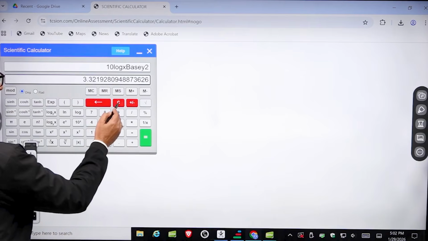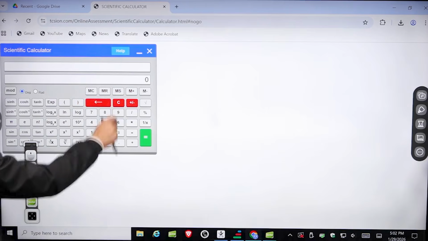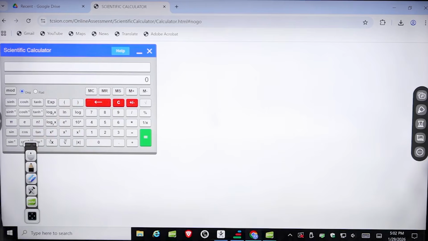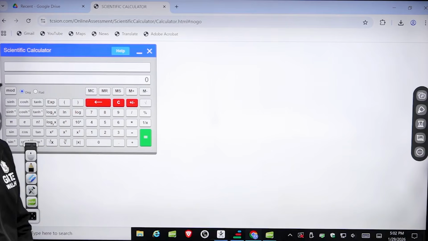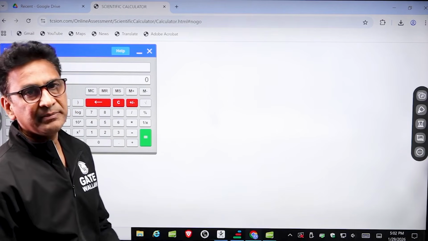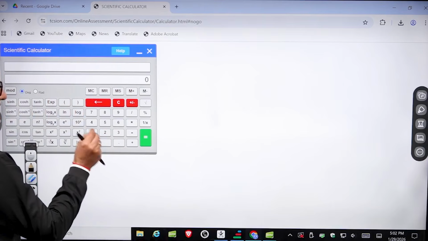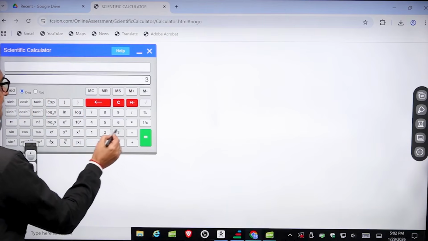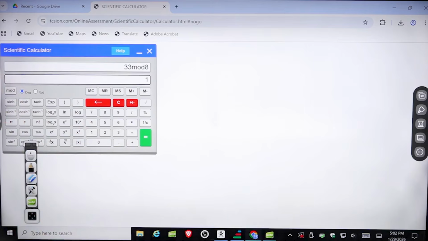These buttons are the memory based buttons. Memory saving, memory recall, memory plus, memory minus, and memory clear. Mod is used to find out the remainder. Suppose if I divide 33 by 8, what will be my remainder? So if I have to find out the remainder, 33 mod 8, the remainder will be 1 only.